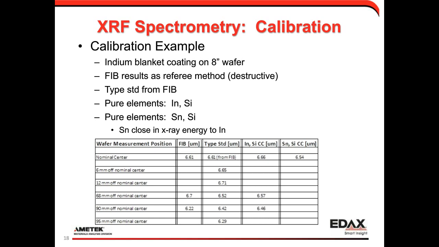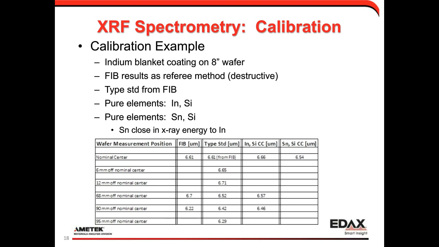And so I used pure elements. The very first time we did it, we didn't have any pure indium in-house. It's not an incredibly common element, but guess what? Tin is very common, and we had pure tin in-house. Tin is very close in X-ray energy to indium. So I said, why don't we measure tin, and we'll call that the calibration coefficient for indium and see what kind of result we get.